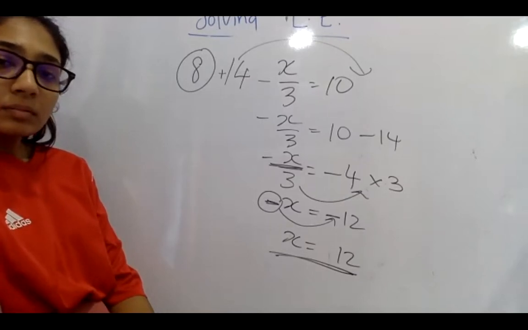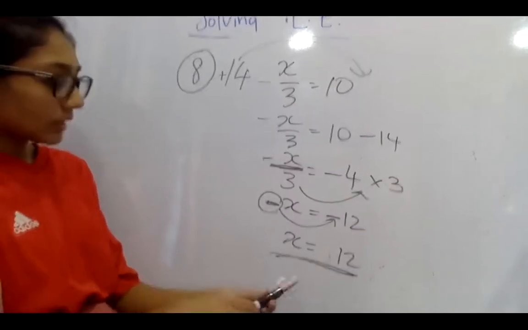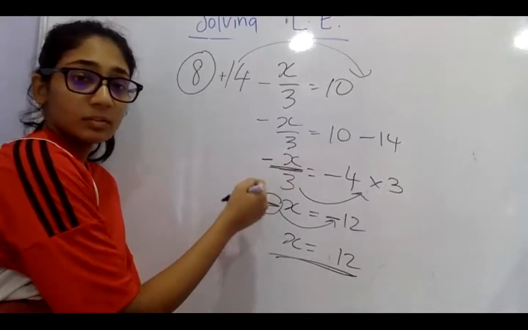Shouldn't it be -4 times -3? No, the negative at the top one. The 3. Oh, okay.